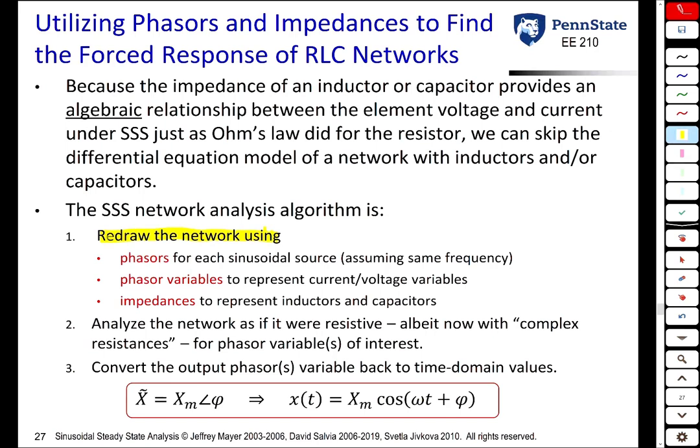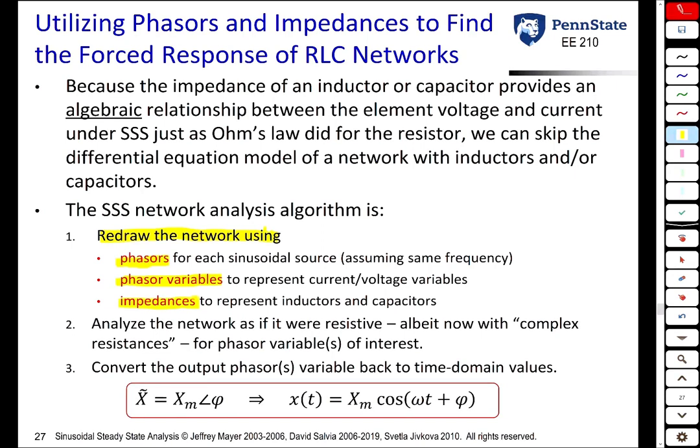Wherever you see a sinusoidal source, replace it by a phasor. Whenever you have a sinusoidal variable, a voltage variable, a current variable, replace it by a phasor variable. And wherever you see inductors and capacitors, replace them by their corresponding impedances. At this point, we now have an equivalent circuit in what we call the phasor domain. The only difference is we have phasor voltage and currents and impedances instead of capacitors and inductors.